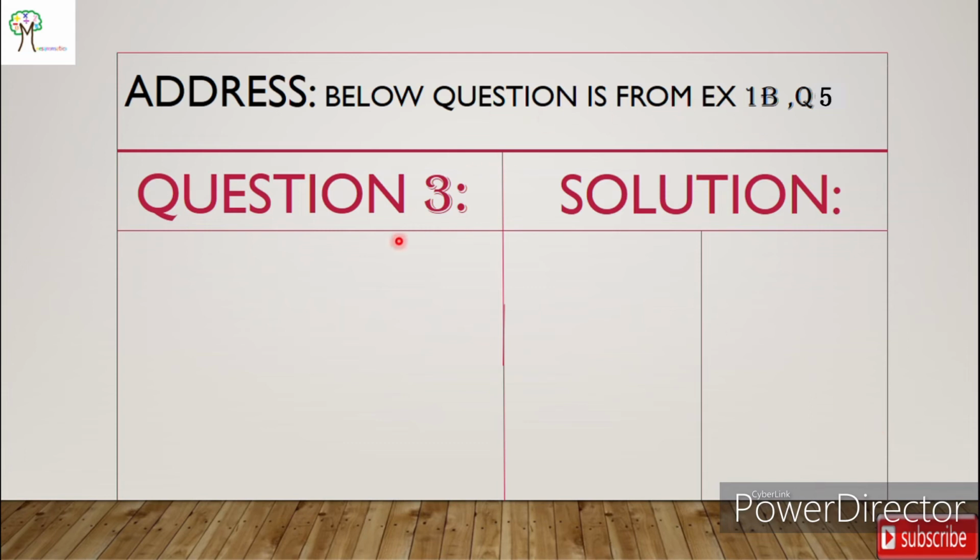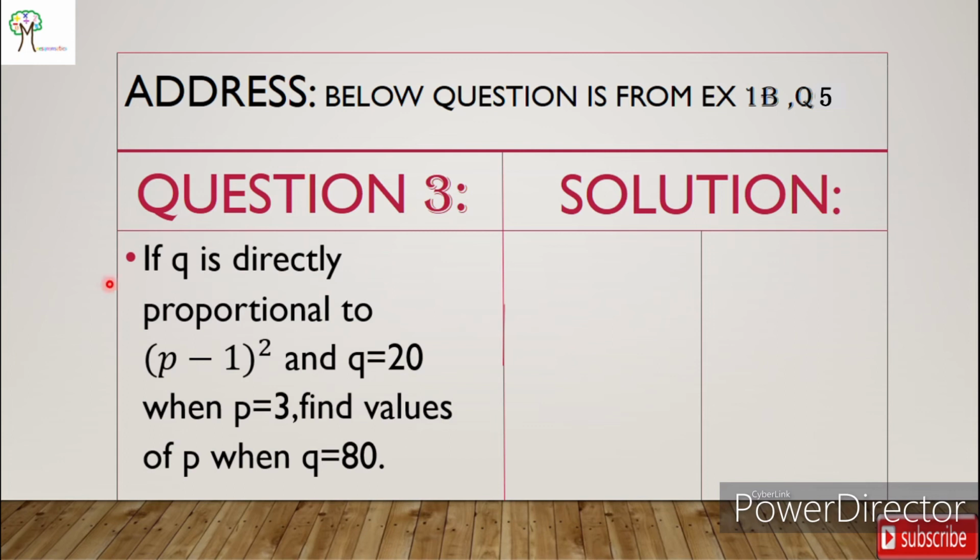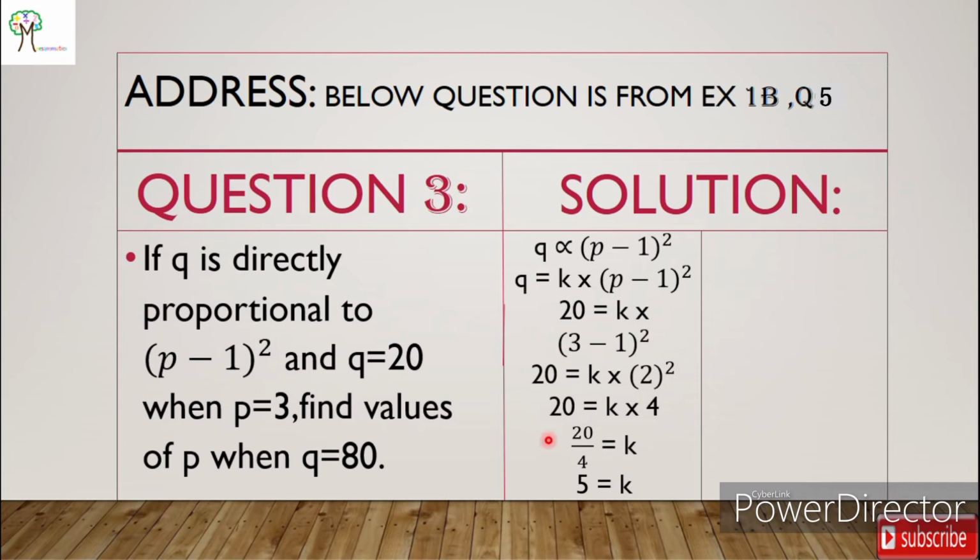Now we will do question number 3, which is from exercise 1b, question number 5. If q is directly proportional to p minus 1 square and q is equal to 20 when p is equal to 3, find the values of p when q is equal to 80. So this question is a tricky one.